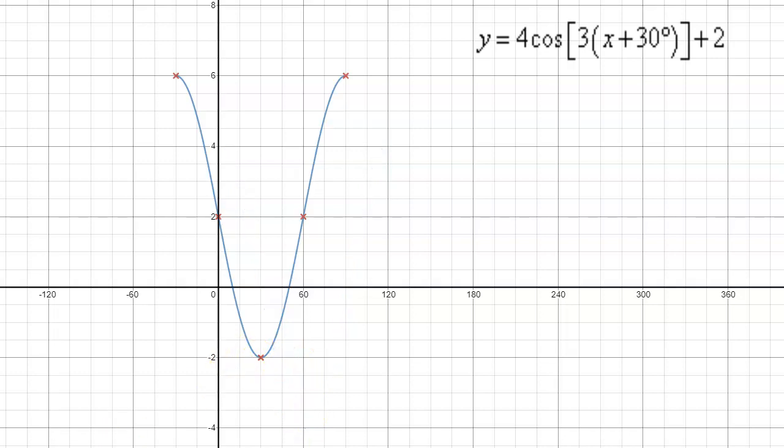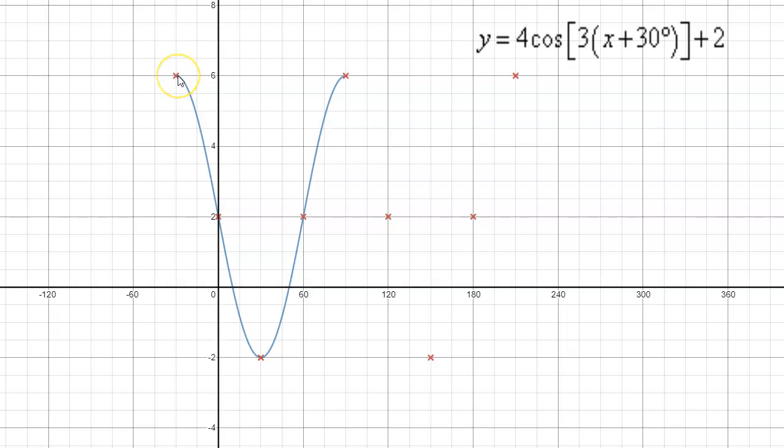To sketch the rest of the graph, we can add additional points based on the pattern of the 5 key points to produce another cycle. Okay, so what I did here was, these are the 5 points of my first cycle, and so I want to repeat that over the next 120 degrees.